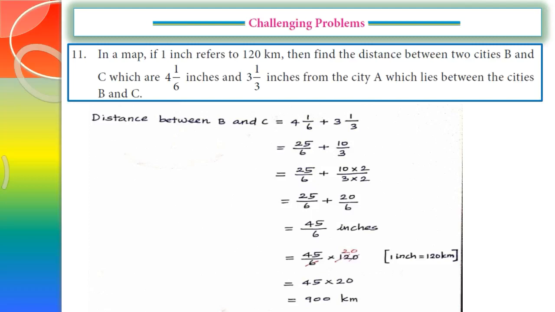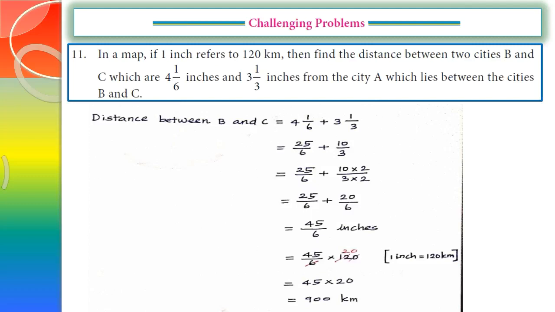Denominators are different. So 3 is converted into 6. So 10 into 2, 3 into 2. We multiply 2 on both sides. We get the same denominator on the second fraction. So the answer is 25 plus 20 by 6. Adding the numerators, we get the answer 45 by 6 inches.